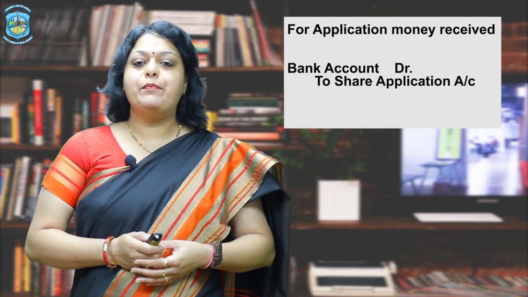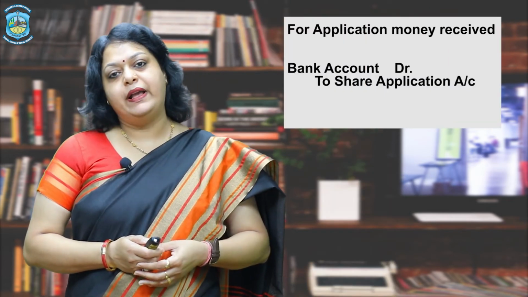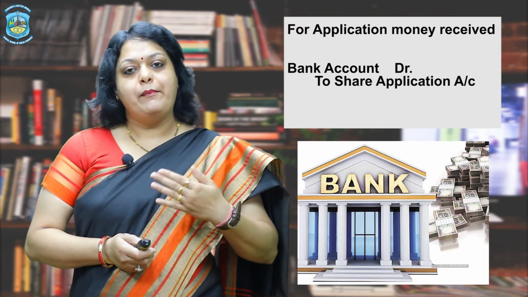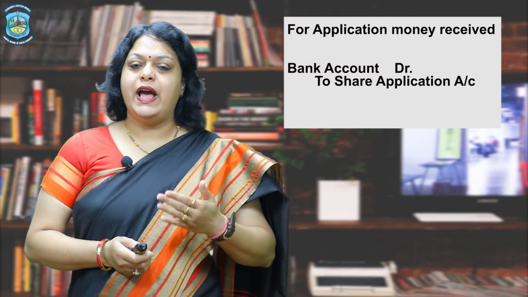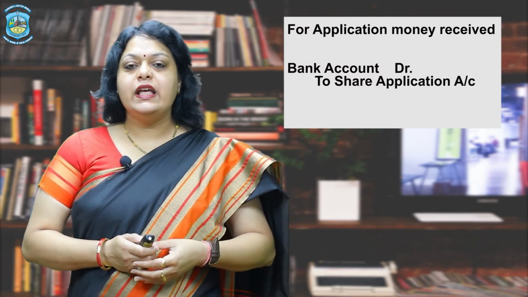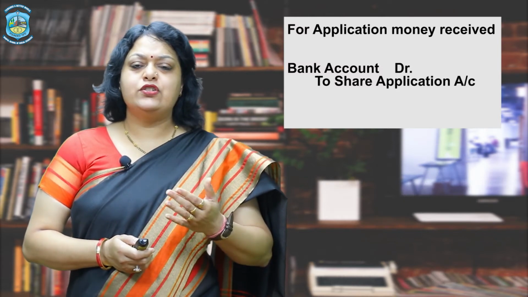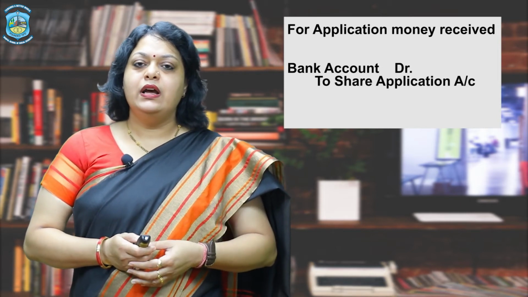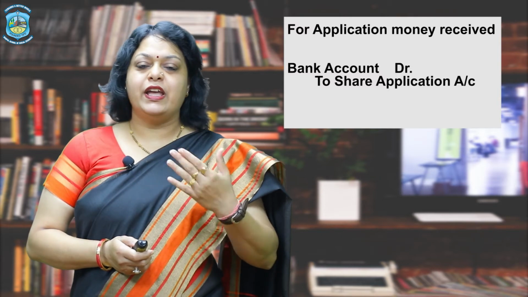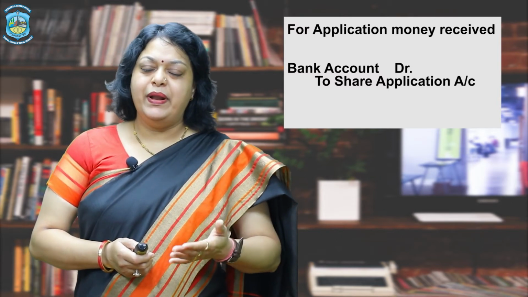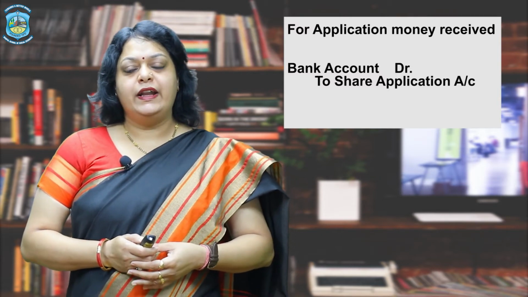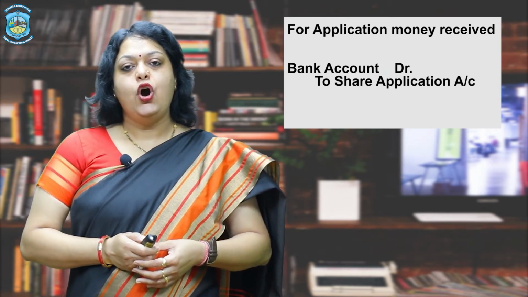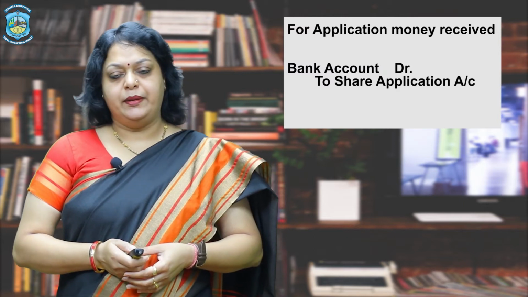The entry is: bank account debit to share application account. So, bank account receiving is there. Bank account is a real account, so debit what comes in. Here the application and allotment money is going to be taken in the form of a personal account. We have the rule: debit the receiver and credit the giver. Here the giver is the application money. So, here we will write bank account debit to application money. This is the first entry for receiving application money.